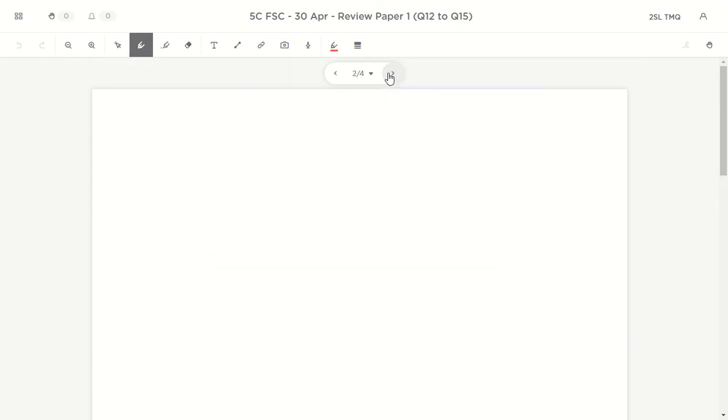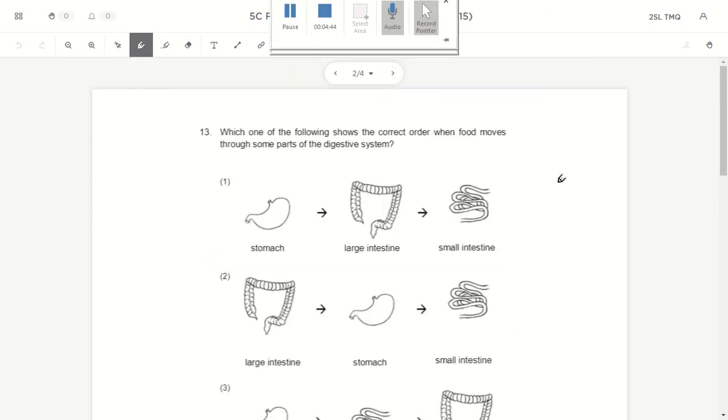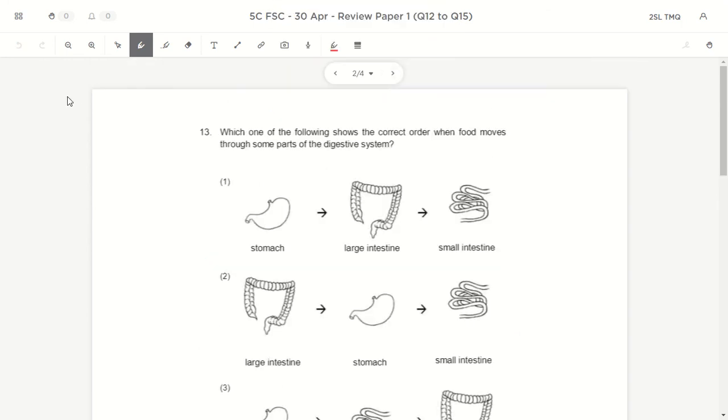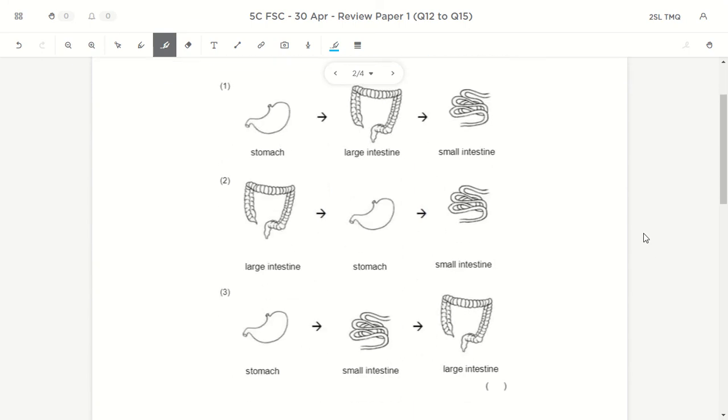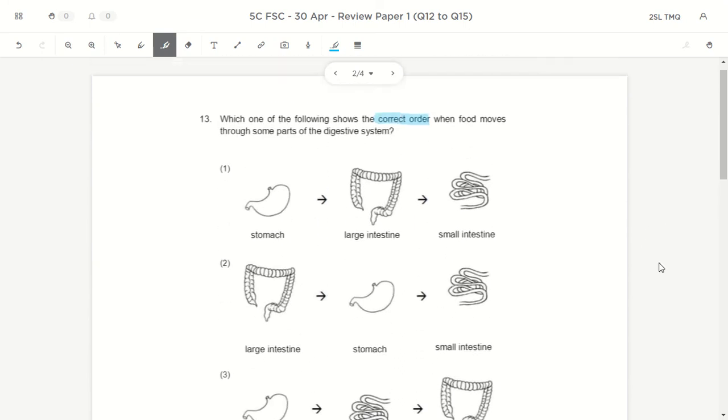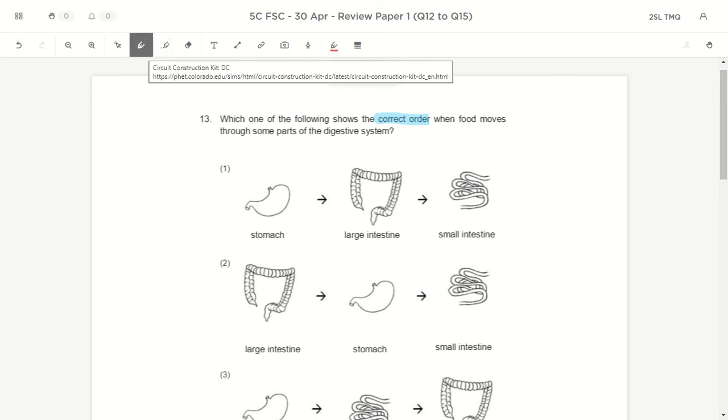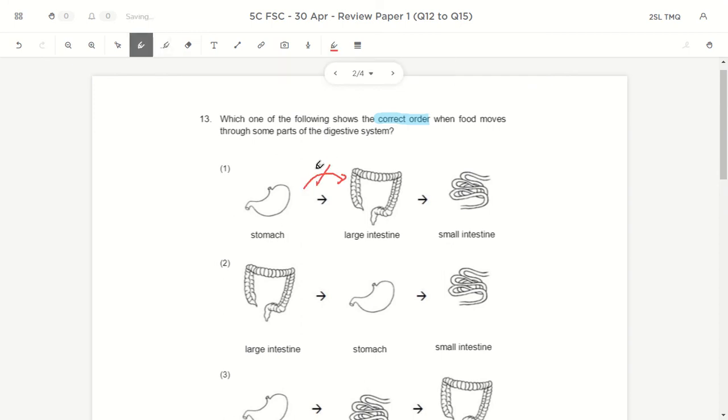Now let's go on to question 13. Question 13, which of the following shows the correct order? Meaning which comes first, which comes next when food moves through some parts of the digestive system. So tell me how does food go in our body after we swallow it, from which organ to which organ? So let's look at the first one. Stomach to large intestine is wrong. After stomach should be small intestine. So by right it should be small intestine. Let's write down.